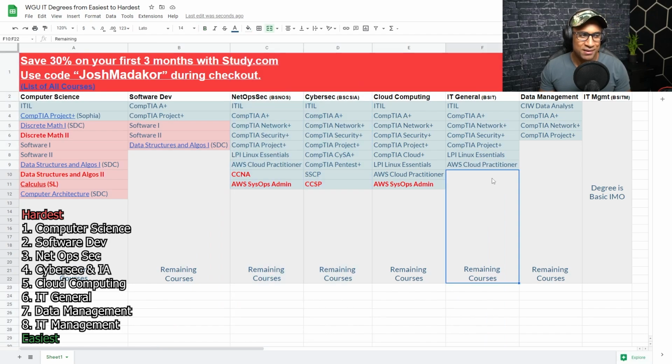It's a nice middle ground if you want to get into IT and you want to get some certificates, but you don't exactly know what you want to do, and you don't want something too difficult at the same time. It's a pretty nice one to go with.